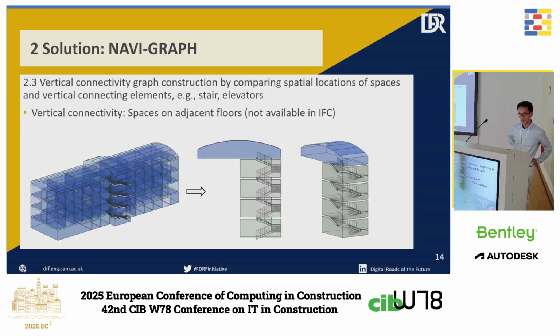And the second part is a vertical connectivity graph. So when we were doing this paper, this part was done manually, but now we have developed an automatic algorithm to find out. So let's say here, this is a stair, and we can find out which two spaces a stair connects.